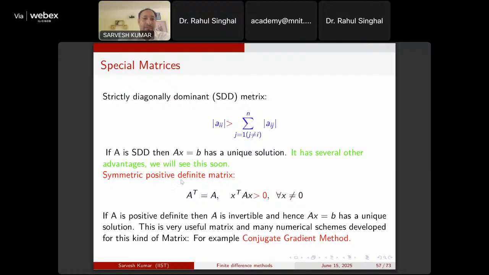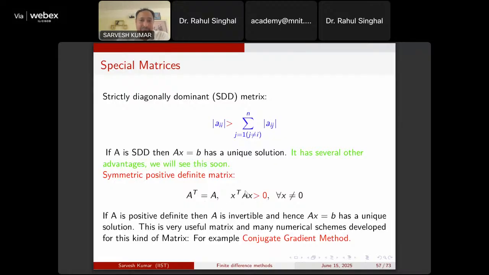And suppose you also have symmetry, then you can have a symmetric positive definite matrix. That means A transpose equal to A, then x transpose Ax is positive, right? Then A is positive definite and hence invertible, so you can have a unique solution.